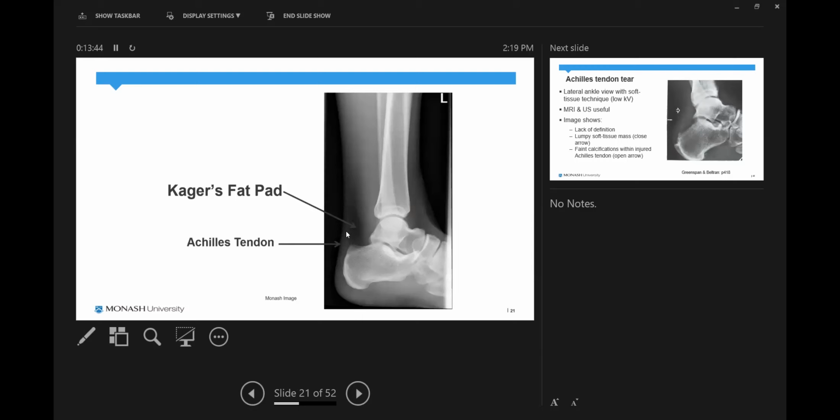So Kager's fat pad sits just anterior to the Achilles tendon, so it's quite useful to look at Kager's fat pad, which is this triangular density. The fat pad can be displaced or it can be totally obliterated depending on the amount of either effusion or if there's any bleeding around the ankle.